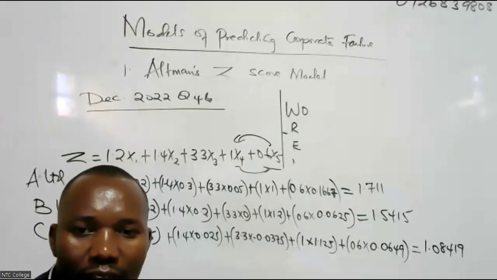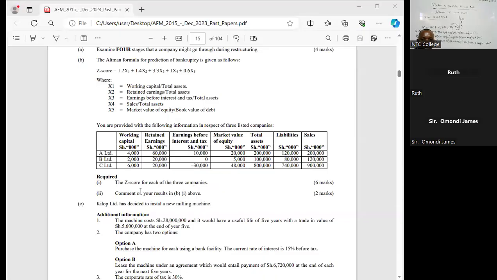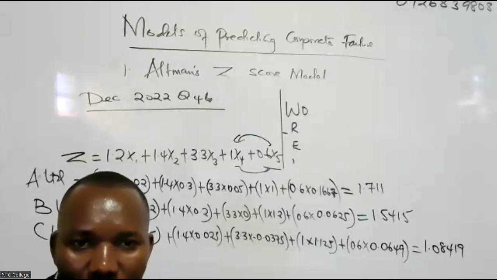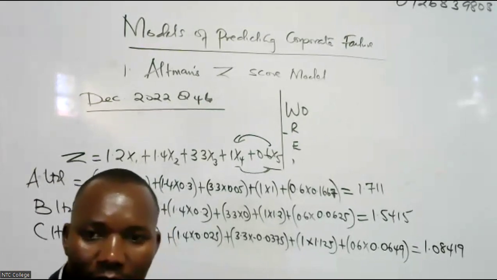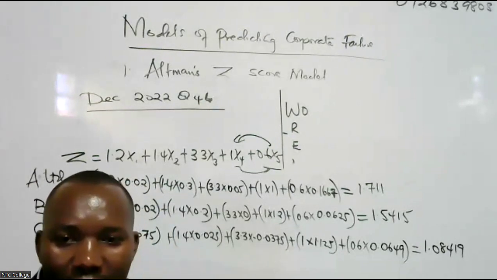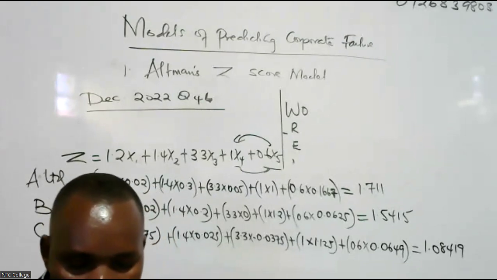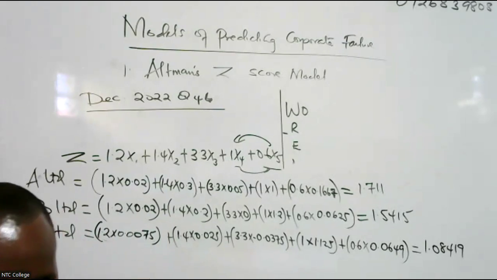What is the conclusion after having those answers? So we have calculated Z score for each company that has given you 6 marks. You are now told to comment on your results in A above, in B Roman 1, this one here. Can somebody tell me your comments? What is your observation or comment? All the companies are facing a risk of bankruptcy. Thank you. Now you can conclude and say that all the 3 companies appear to be at risk of bankruptcy.